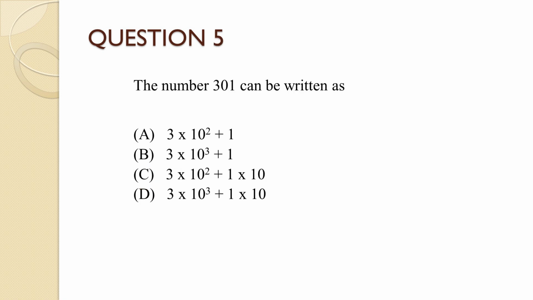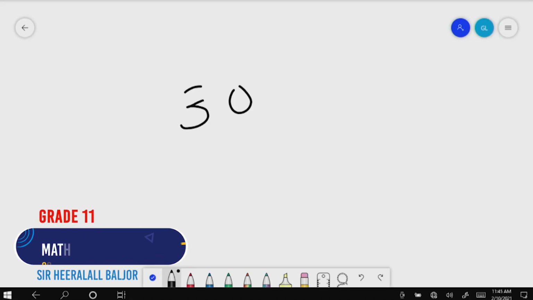The number 301 can be written as, and here we have a question that we can subdivide into powers of 10. Distributively, the number can be divided. Now, we're looking at the number 301.